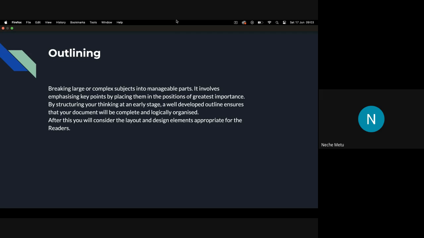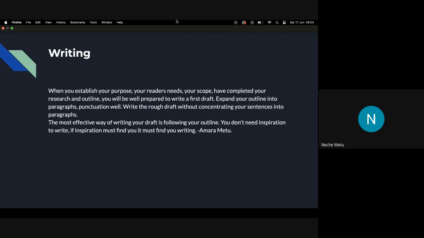So, okay, can we move over to the last step? Writing, that's where you conclude everything. We've talked about preparation. We've talked about research. We've talked about outlining. We've talked about organization before outlining. And then the writing, which is the main thing. So when you establish your purpose, your readers' needs, your scope, your target audience, and you have completed your research and your outlining, you will now be well prepared to write your first drafts.